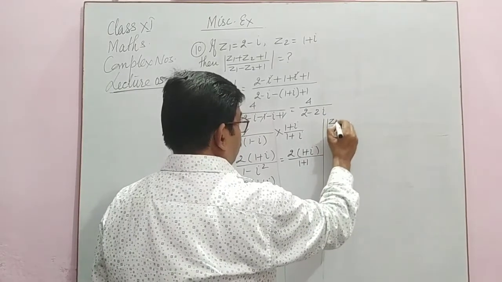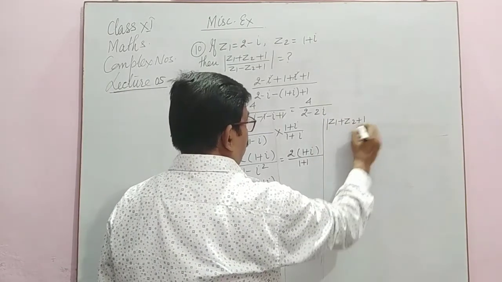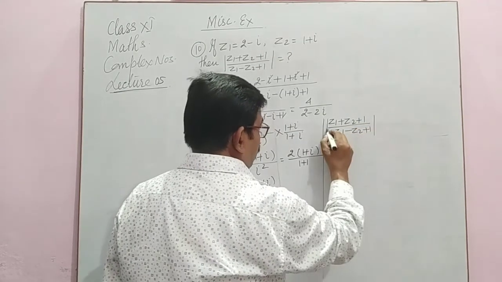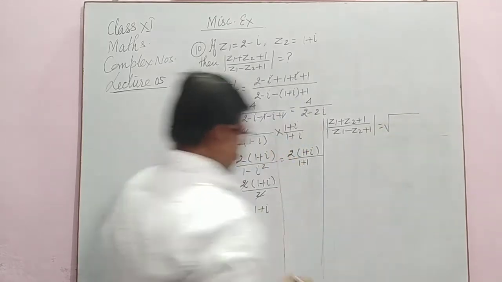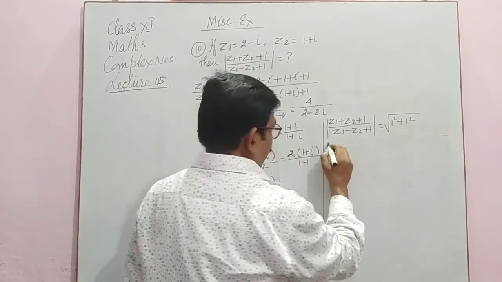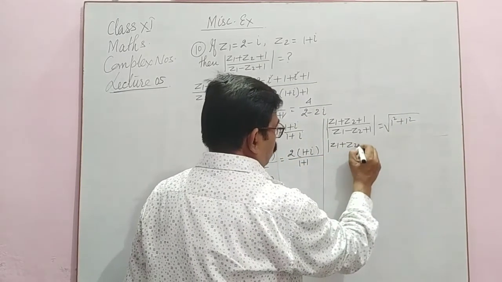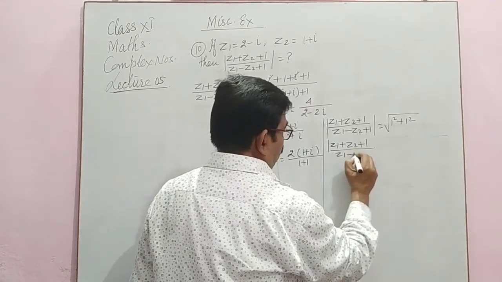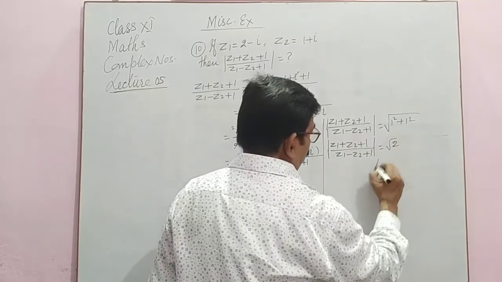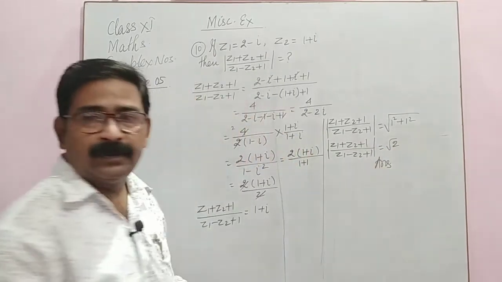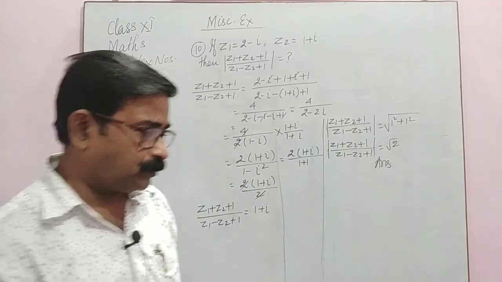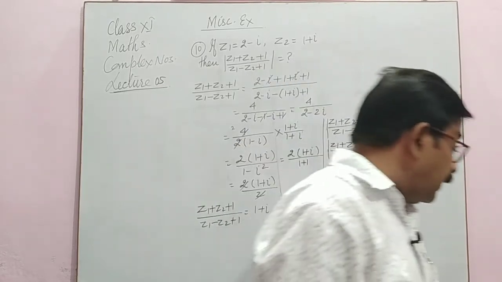So we are going to find its modulus. We have (z1 plus z2 plus 1) upon (z1 minus z2 plus 1). Its modulus is equal to under root of square of real part plus square of imaginary part, 1 square plus 1 square. Its mod is equal to under root 2, which is the answer of the question. Got it? So you have to simplify. So this was question number 10.